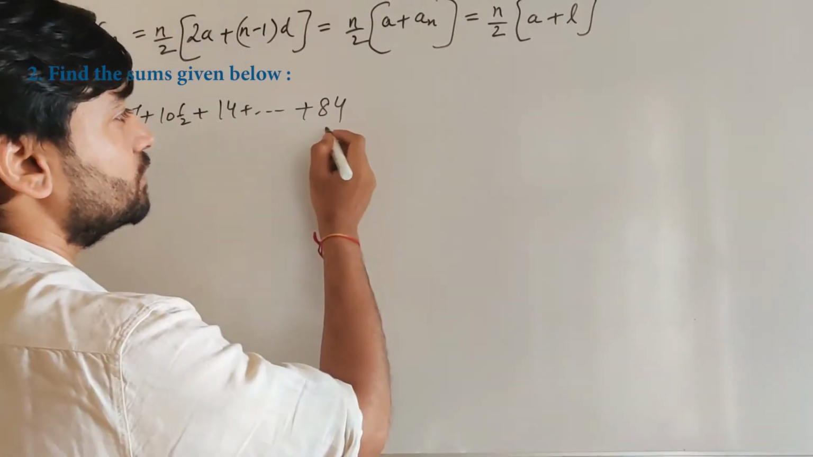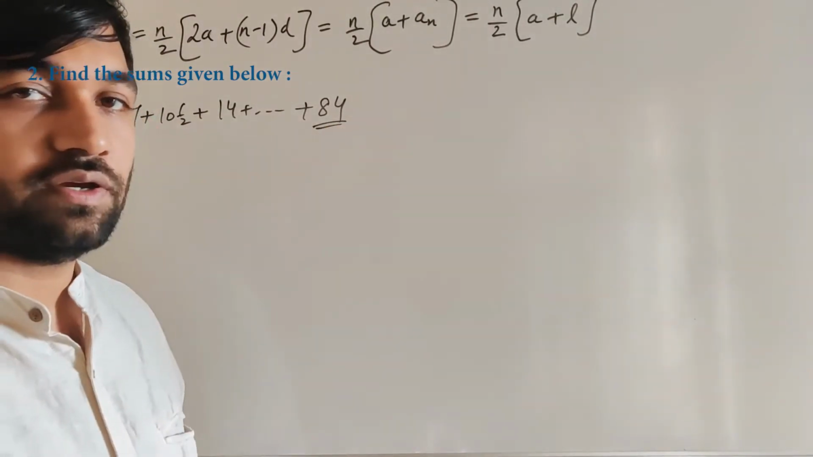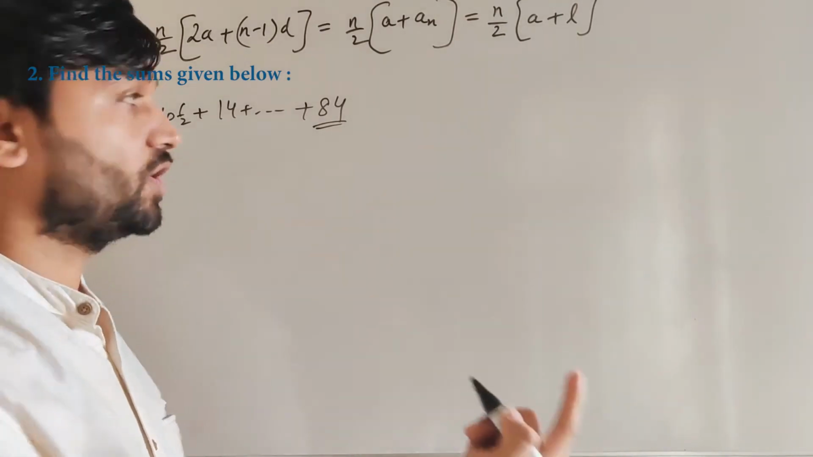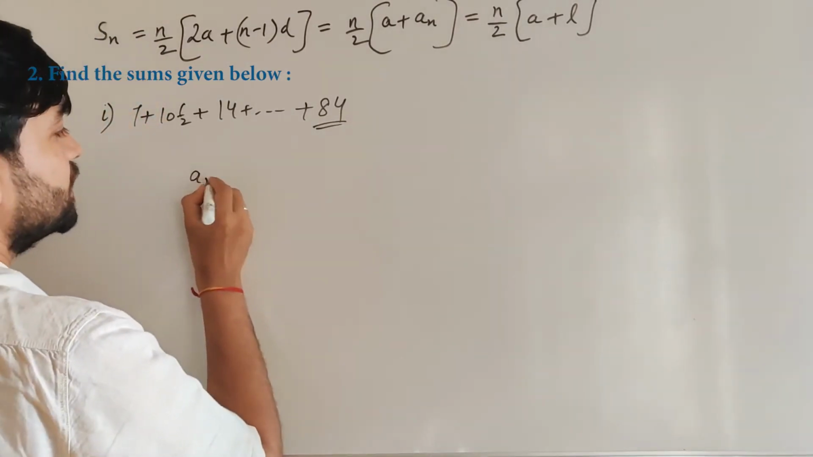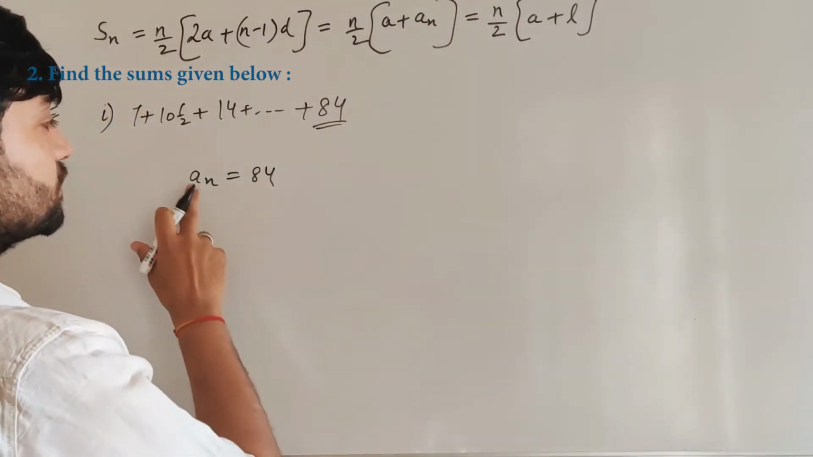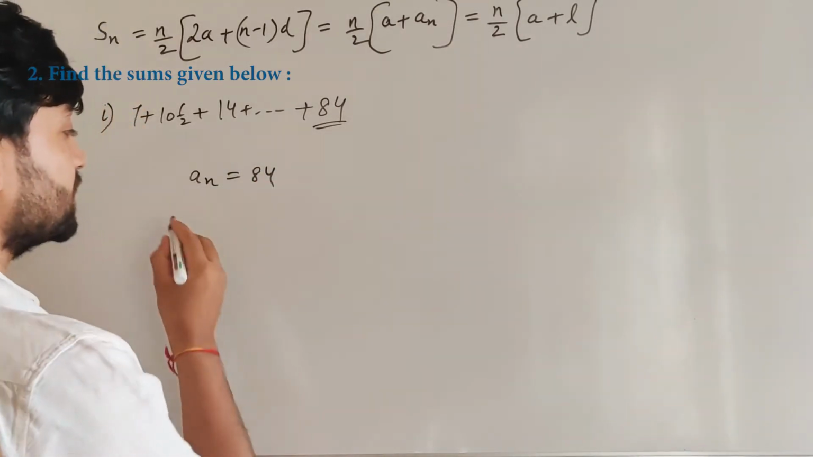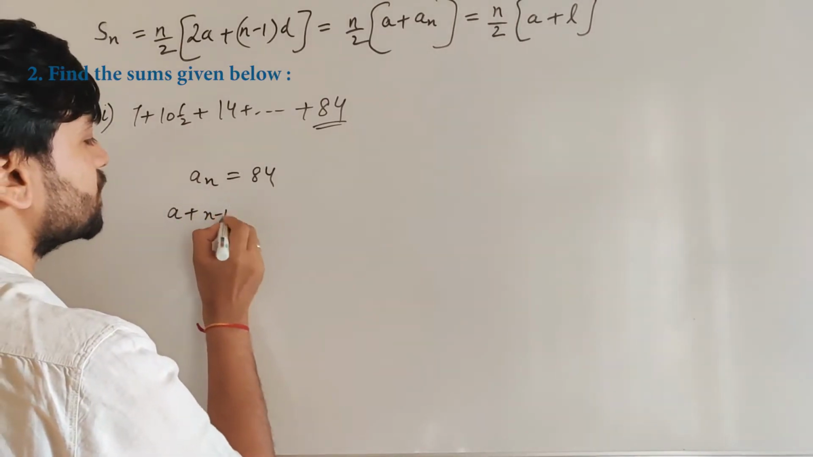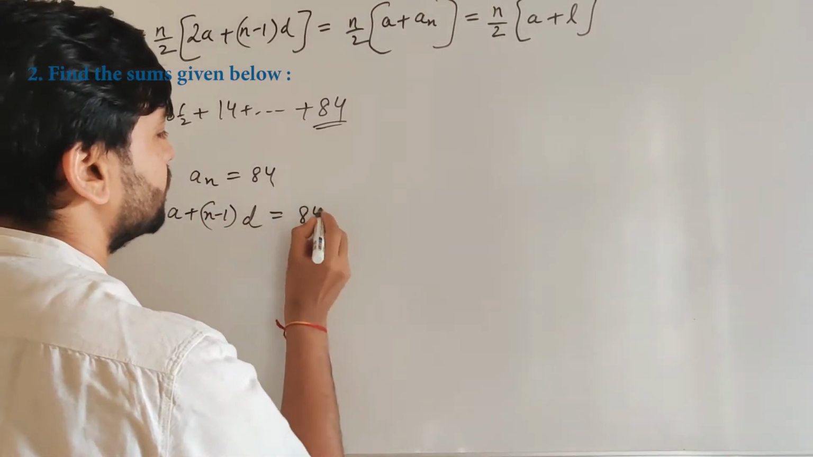How do you find n value? Maybe using this 84 value. 84 is the nth term, the last term. an is 84, the nth term. So an, we know the formula, a plus n minus 1 into d. A plus n minus 1 into d is 84.